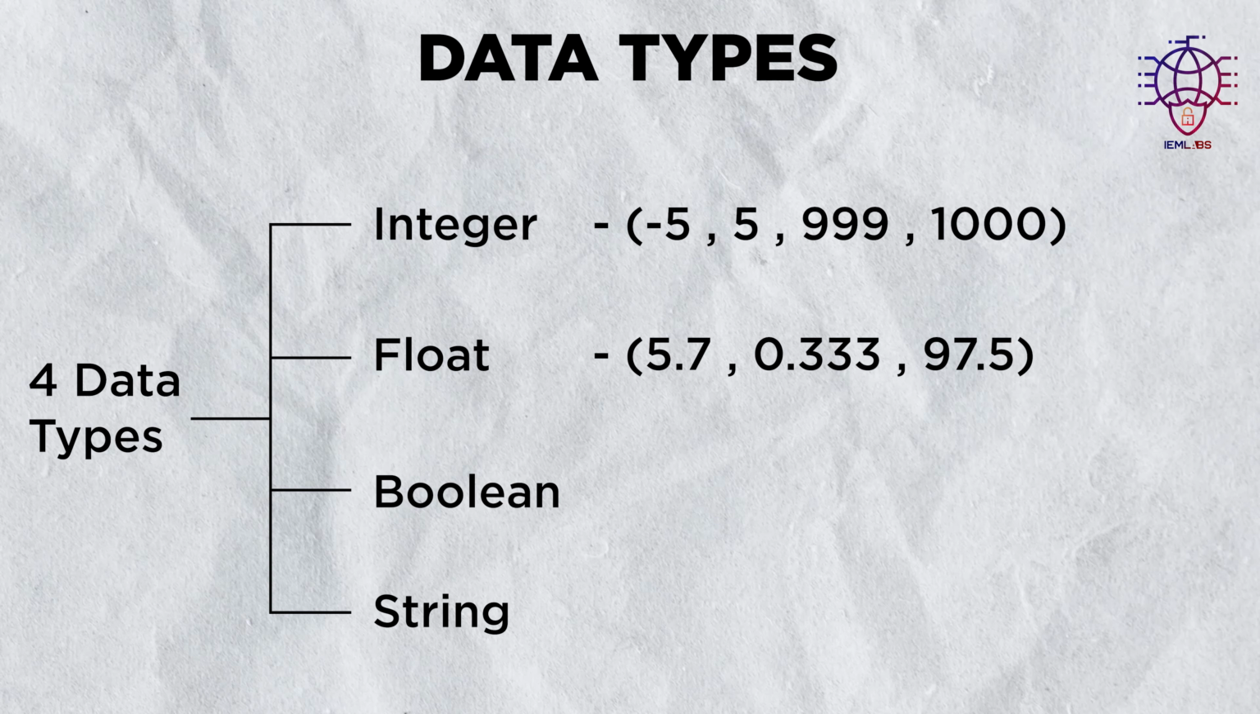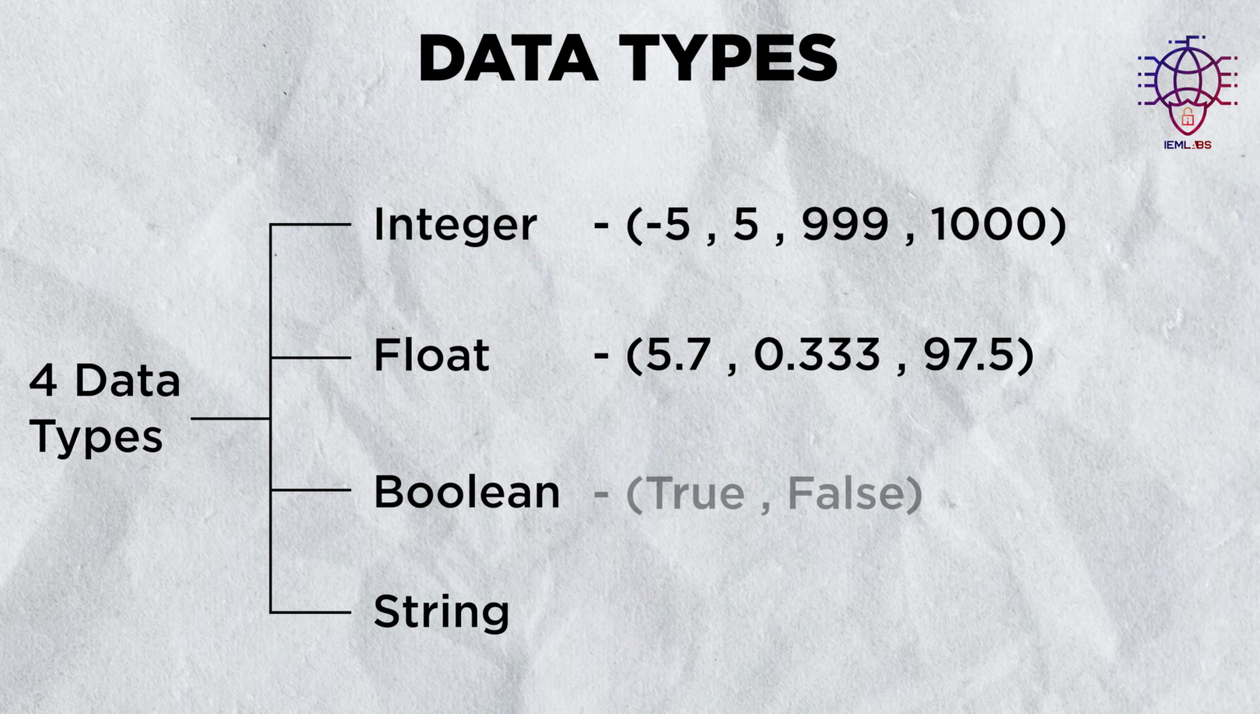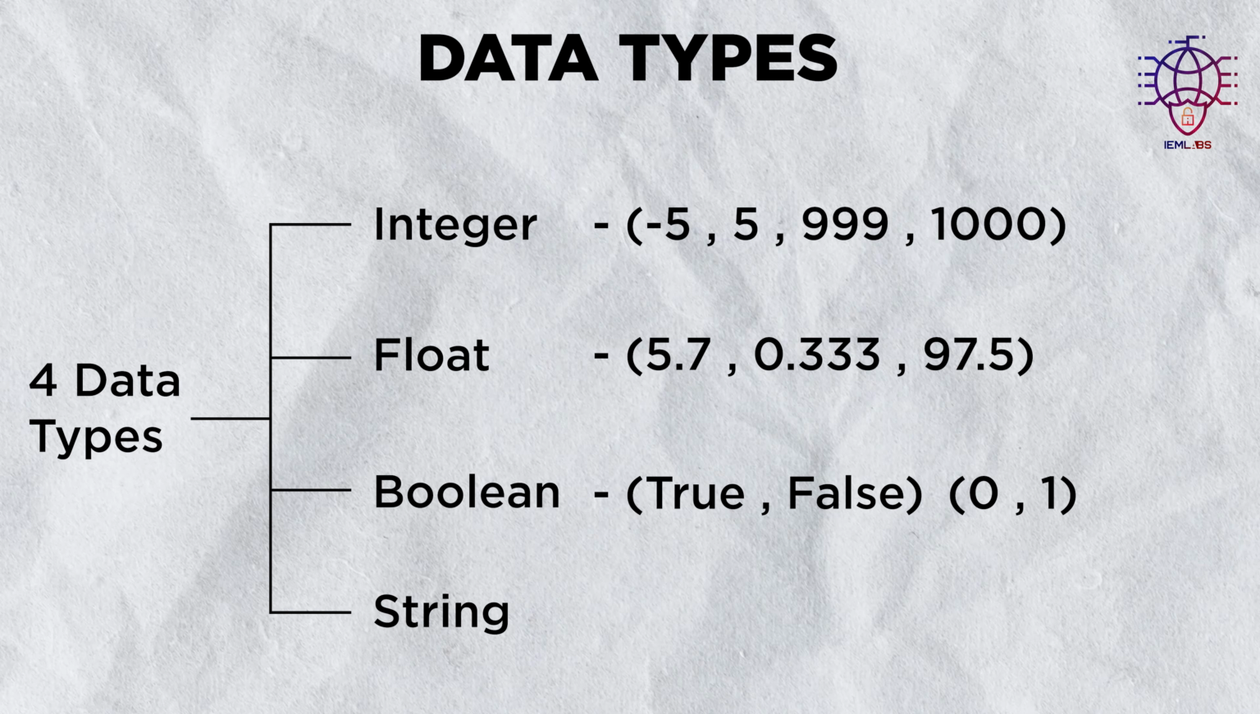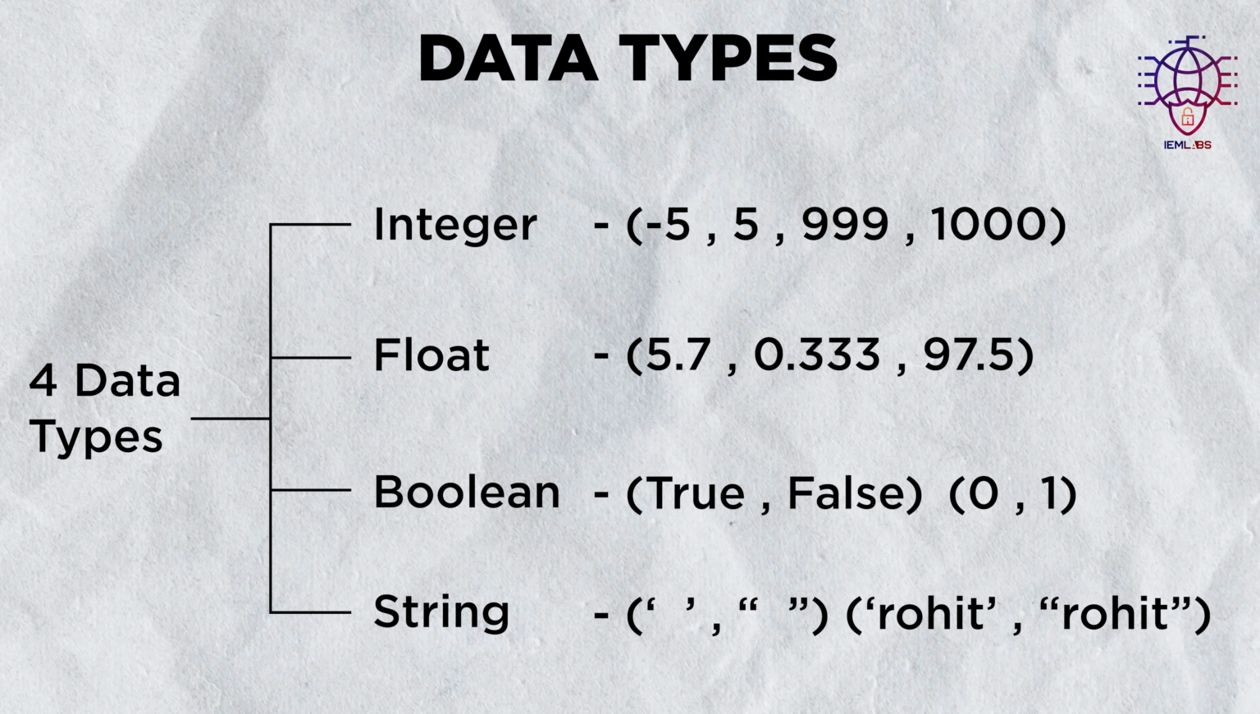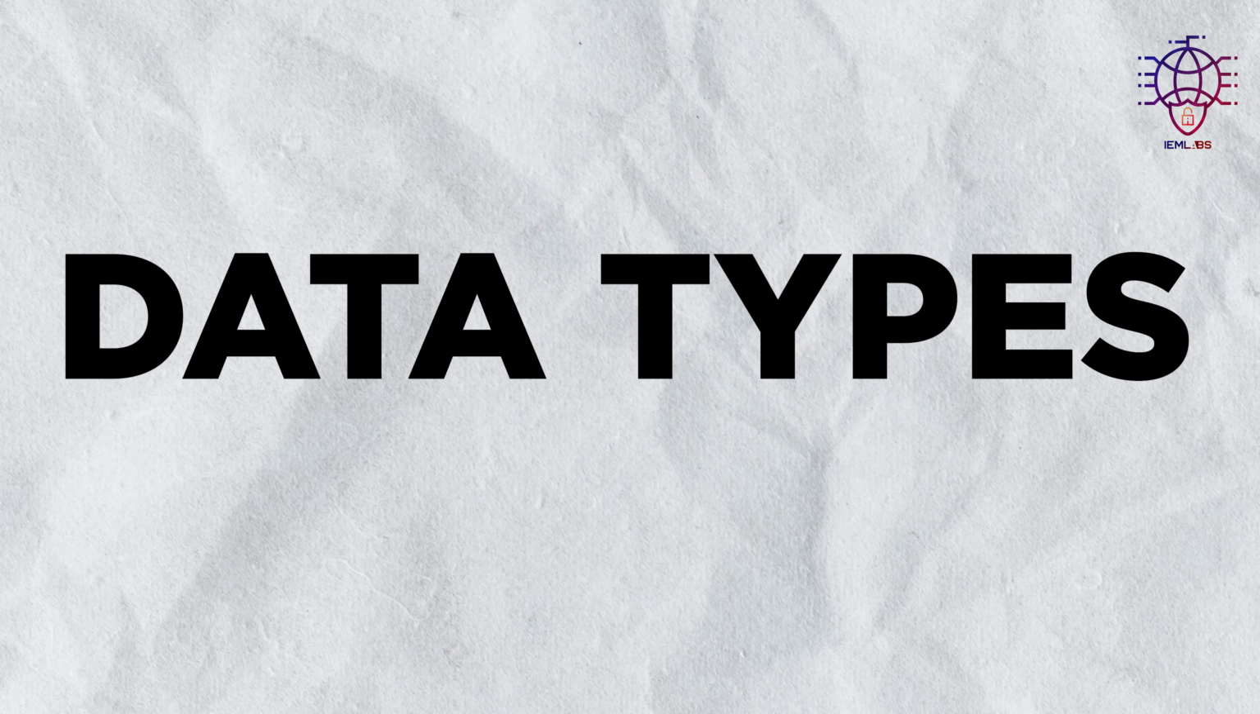Boolean is kind of a new thing for you. It's like true and false. There are two Booleans, and there are no other Boolean examples. True or false, it's basically zeros and ones. It's like a switch. When you turn on a light, it's 1. When you turn off a light, it's 0. And strings are those elements which are encircled by single quote or double quote. For example, ROHIT inside a quotation is a string, or in single quotation is also a string. So these are the basic data types.